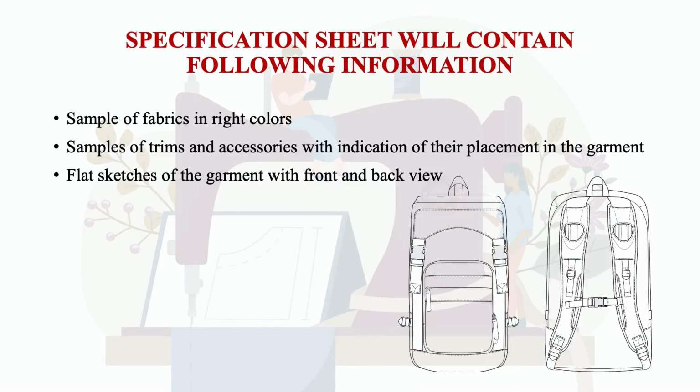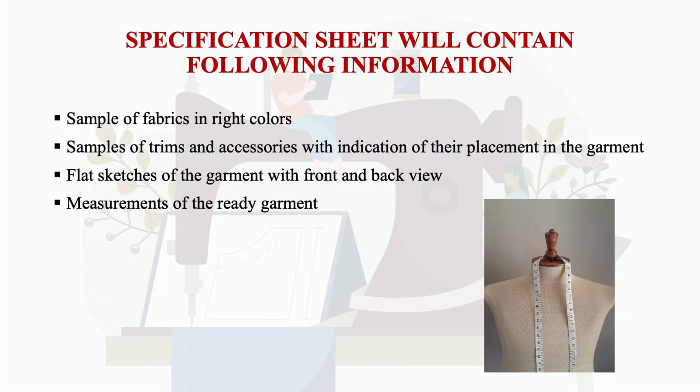Then a flat sketch of the garment with front and back view. If we have designed a sketch of the garment, we make a sketch of that garment in both front view and back view, so that the maker who is going to develop the garment understands easily where to give which type of accessories, or where to adjust the fabric. Then measurement of the ready garment.